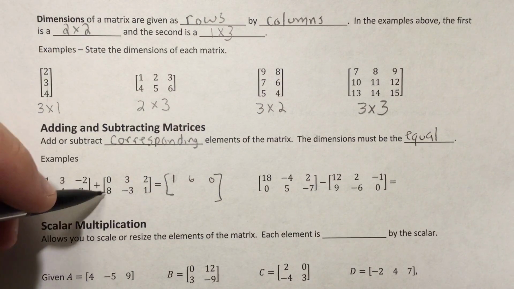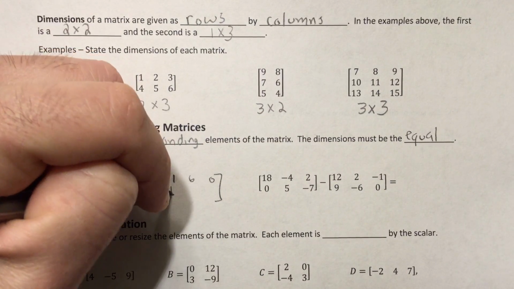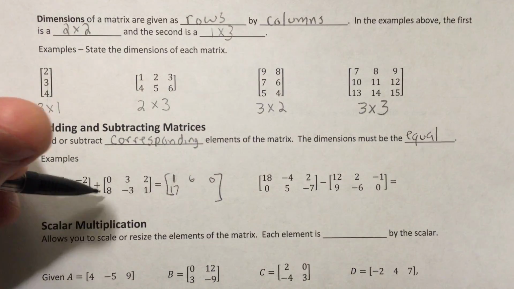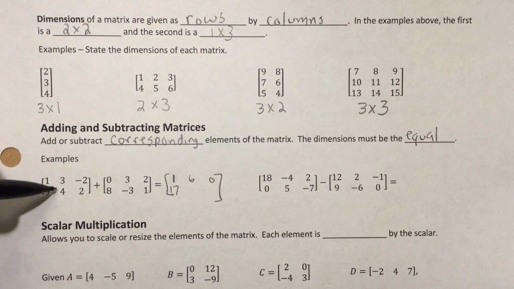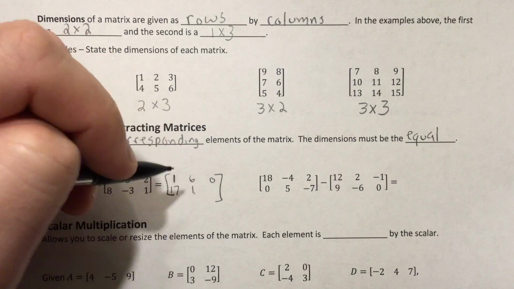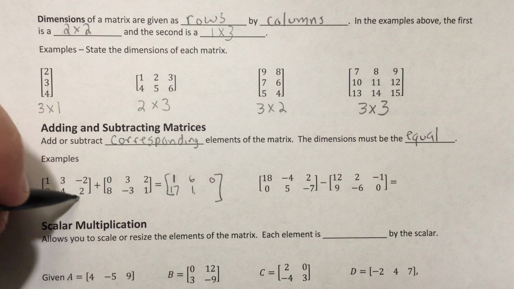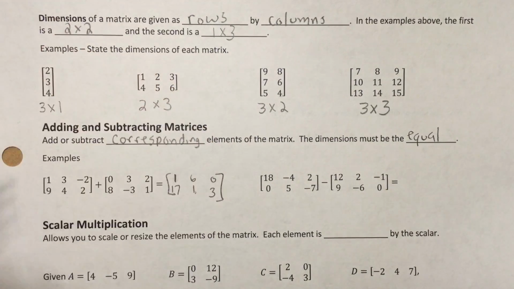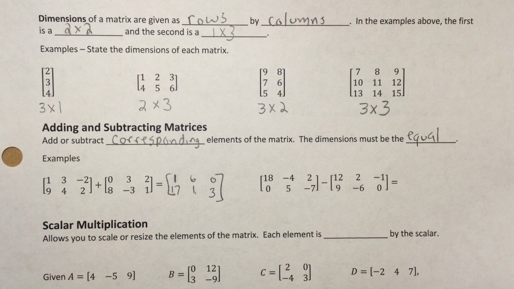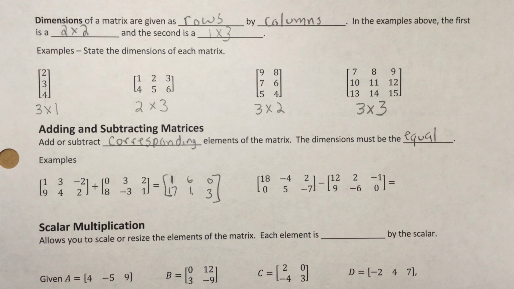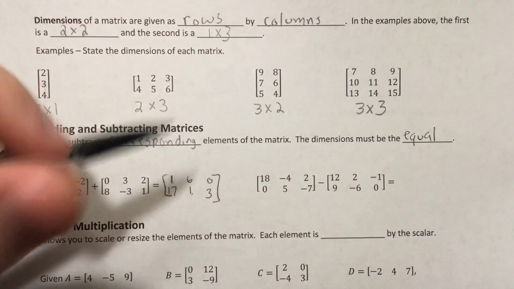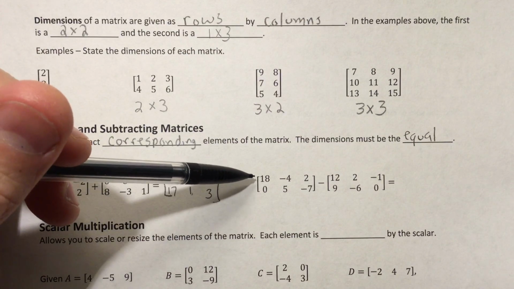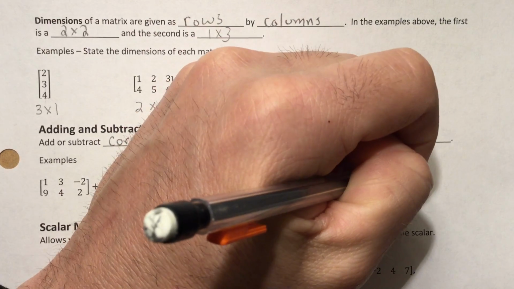Row 2, column 1 plus row 2, column 1, 9 plus 8 is 17. Row 2, column 2 plus row 2, column 2, 4 minus 3 is 1. And then row 2, column 3 plus row 2, column 3, 2 plus 1 is 3. So that is my final answer matrix. I can also subtract matrices. So again, they have to have the same dimensions, which these do.